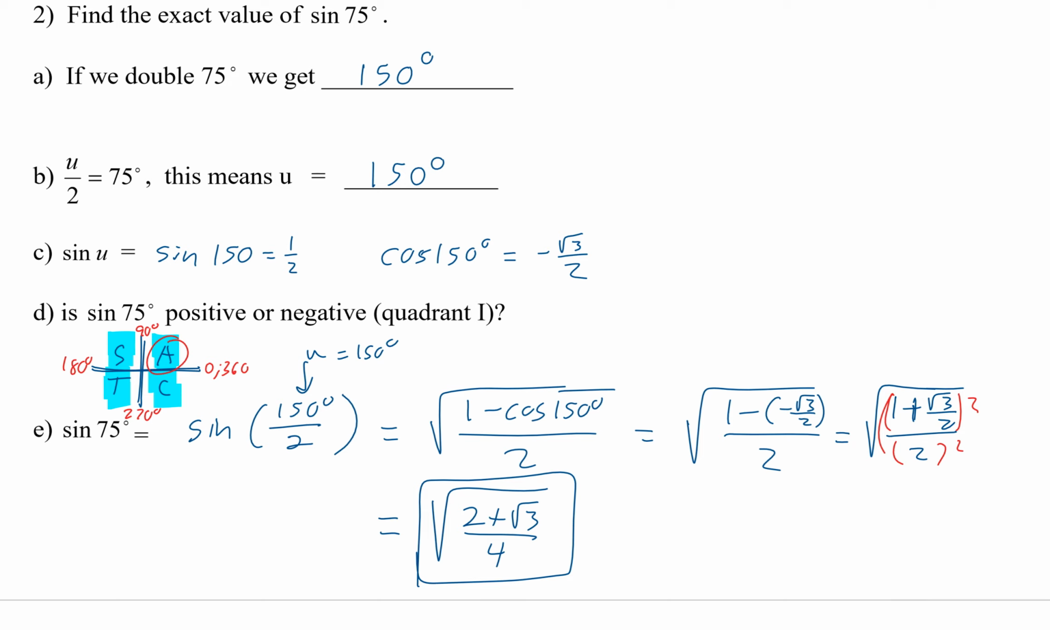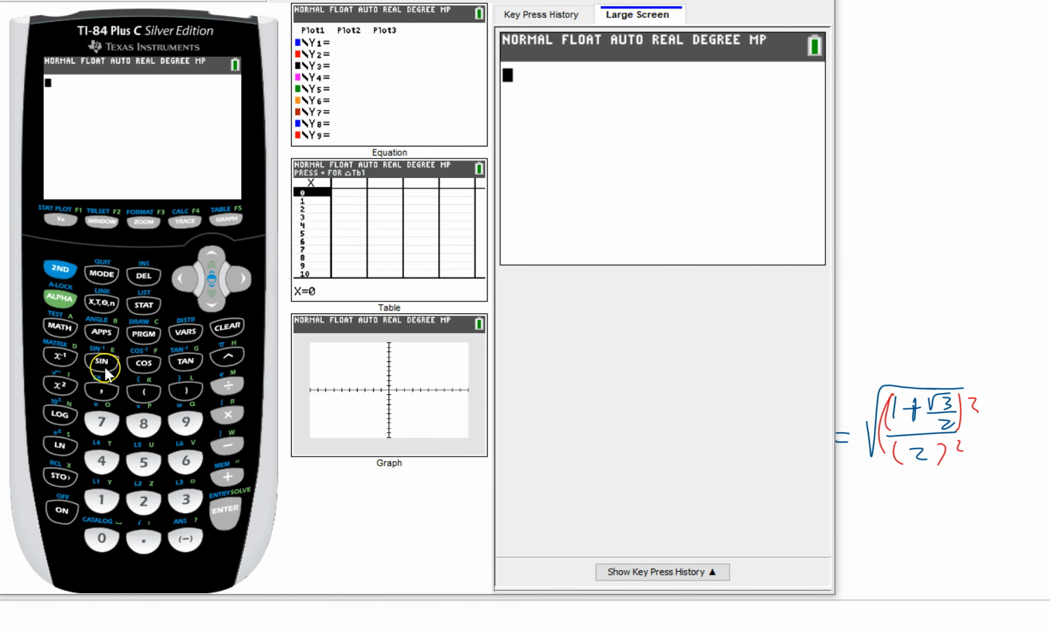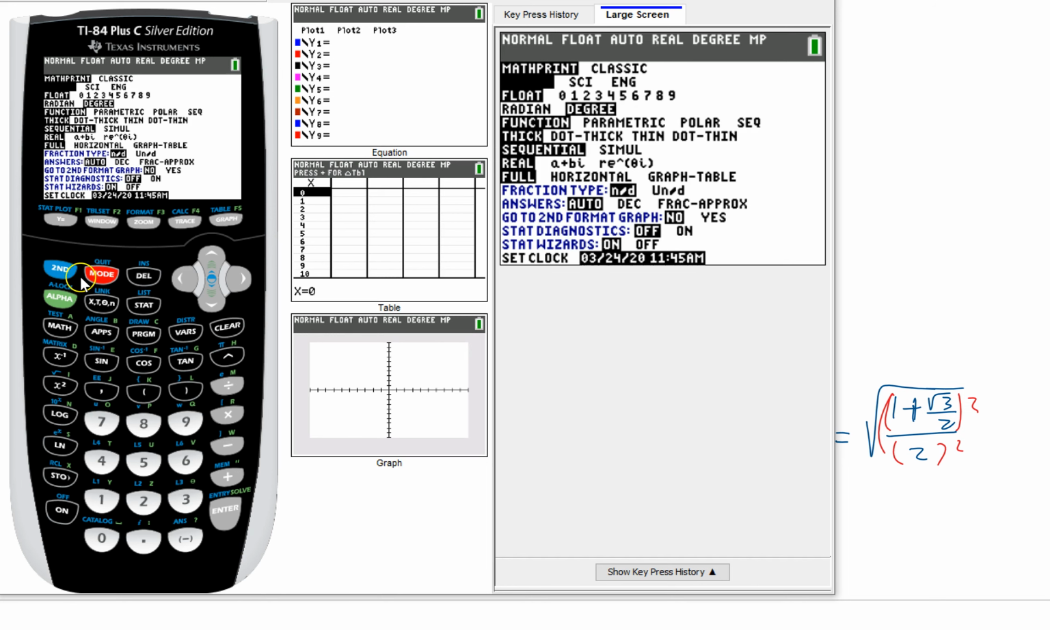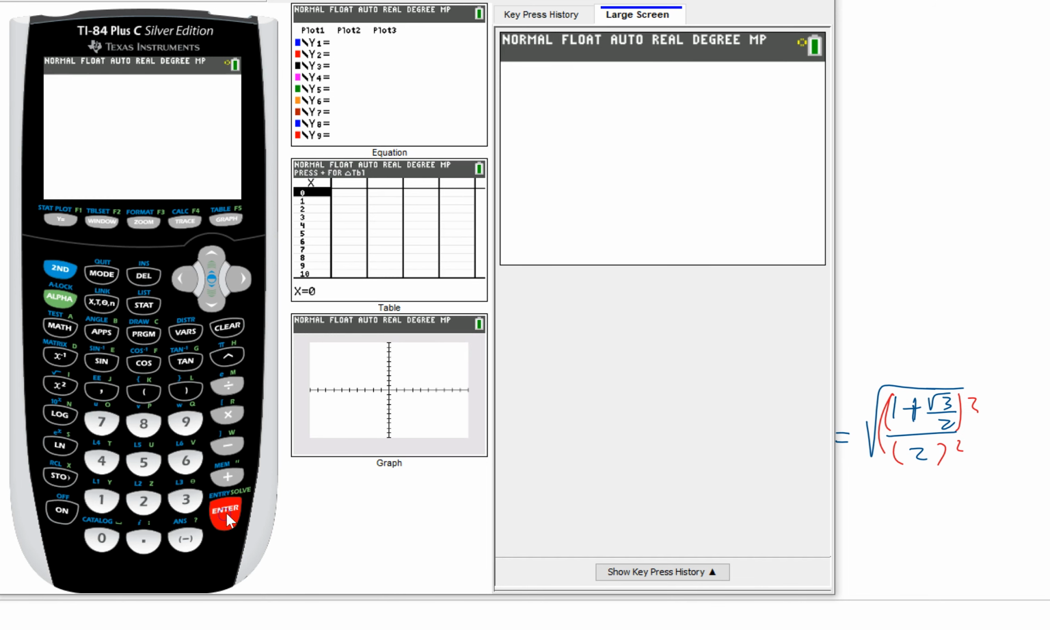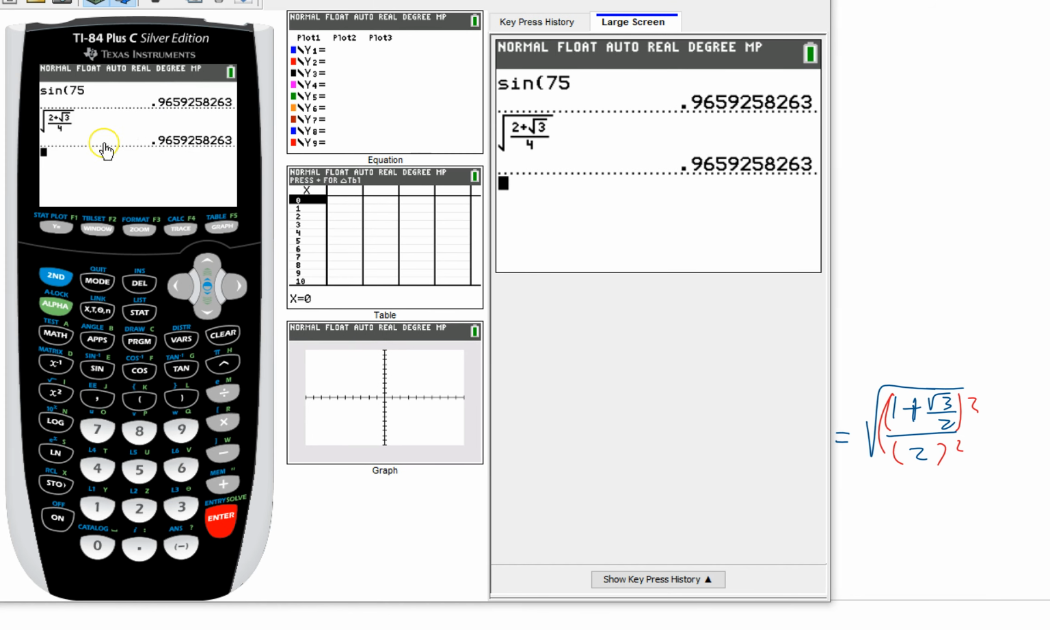But you can even just cheat. Really shouldn't be, but if you just do sine of 75, again, make sure your mode is in degrees. It is. Hit enter. It says positive. And then you also want to check your answer. And so plugging it in, we get the right answer.